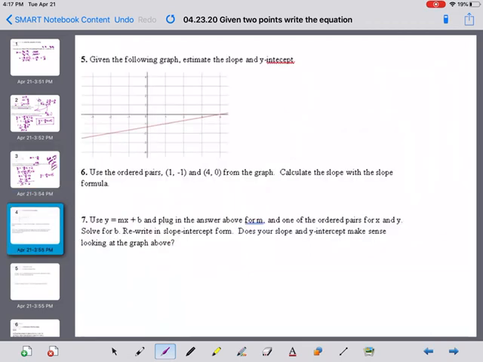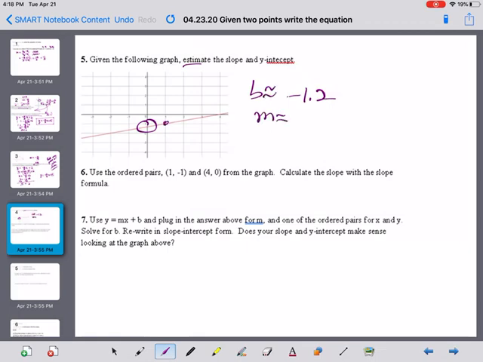All right, let's keep going. So here's an example of a graph. And it says estimate the slope and y-intercept. Well, why does it say estimate? Because look, it's hard to see what exactly the y-intercept is. So an estimate might be negative 1.2 or something. I don't know. That's all. So that's the y-intercept approximate.